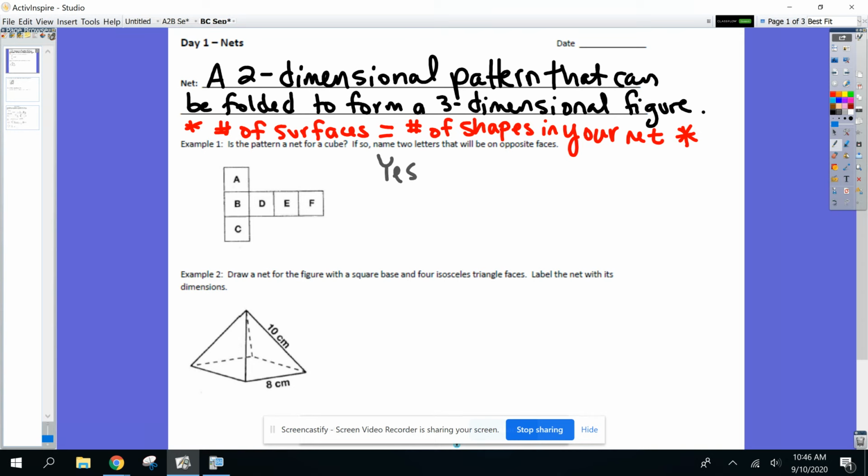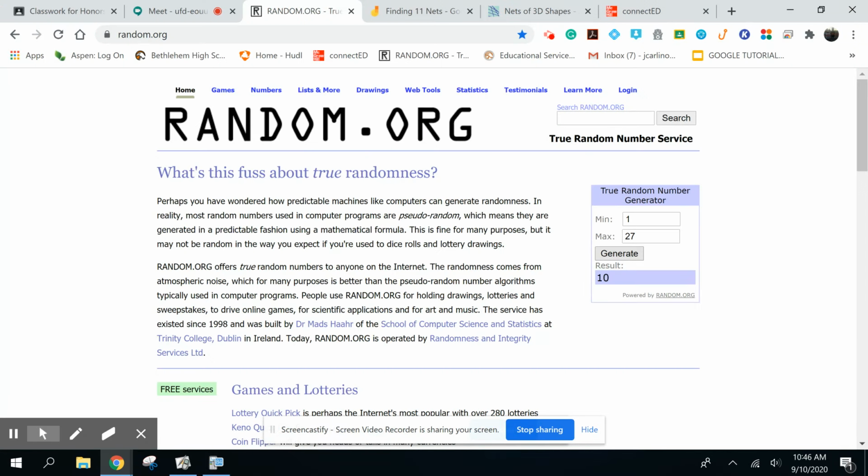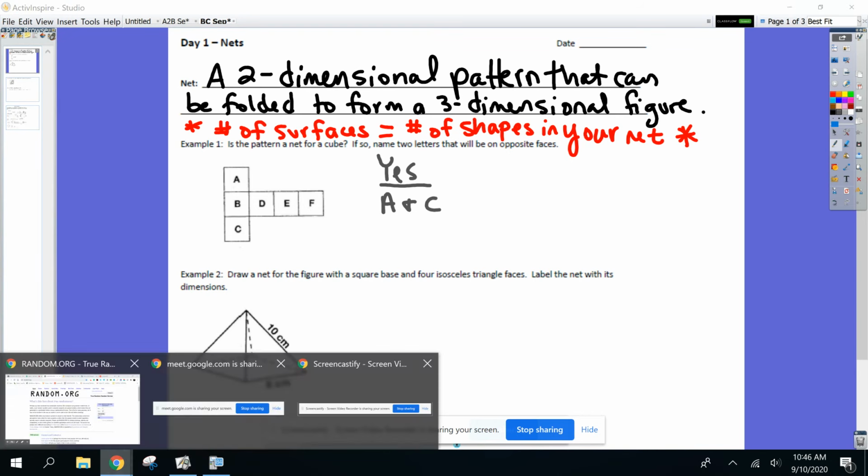All right, kids. Tell me what letters would be opposite each other then. That's your next job. I'm going to call on a couple people right here. What would be top and bottom, left and right, front and back? Give me 2 letters that would be opposite each other. So we know yes, here we go. Give me 2 letters that would be opposite each other here. Let's go. Number 10, Atticus. Give me 2 letters that would be opposite. A and C. A and C. Good start.